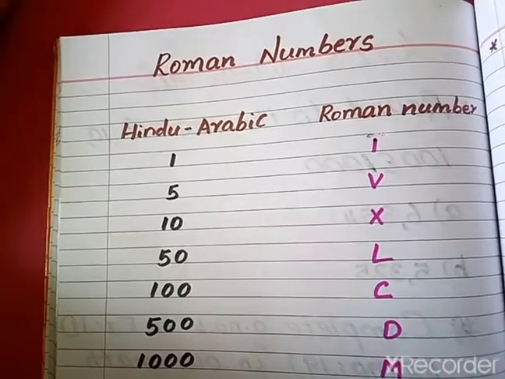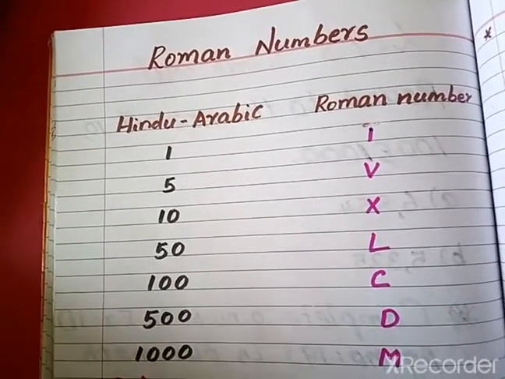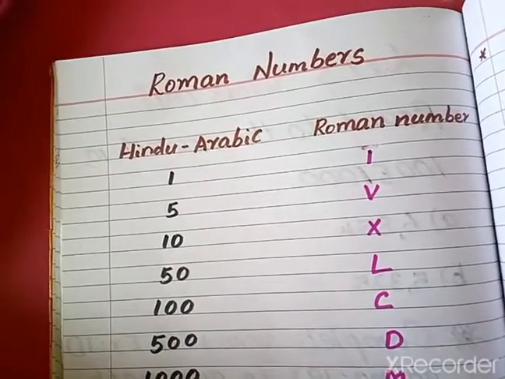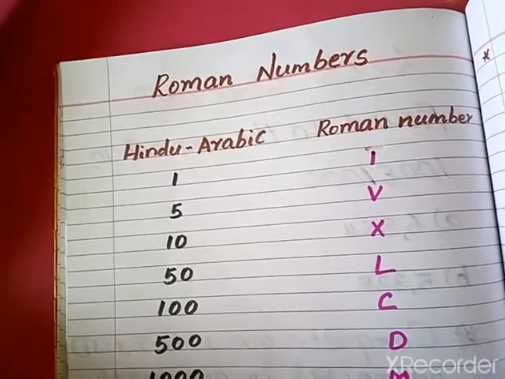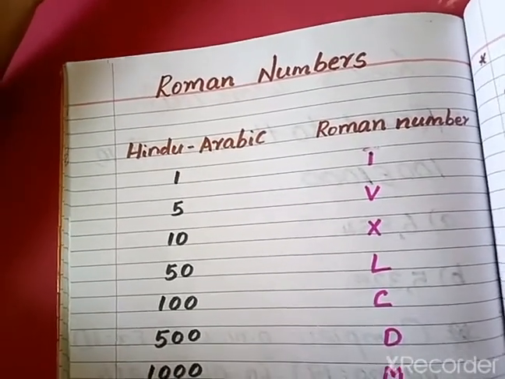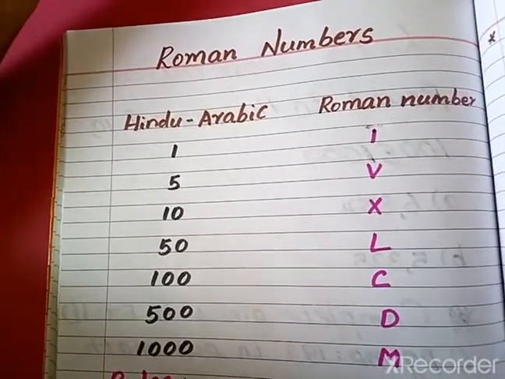Then V and L are never subtracted. Then I can be subtracted only from V and X. Then X can be subtracted from L and C. Next, V and L are never repeated. So these were the few rules we learned in Roman numbers or numerals.